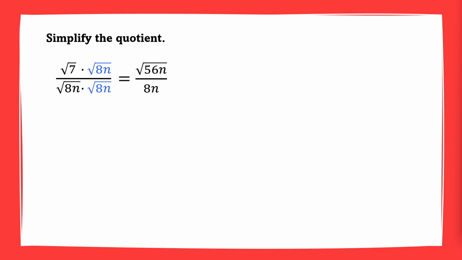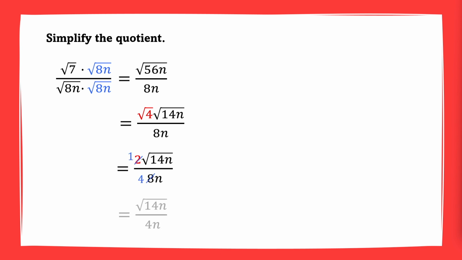Now simplify the square root of 56n by breaking it down. 56n can be written as 4 times 14n. The square root of 4 is 2, so it simplifies to 2 times the square root of 14n. Now simplify the fraction by dividing both the top and bottom by 2, which gives you the square root of 14n over 4n.